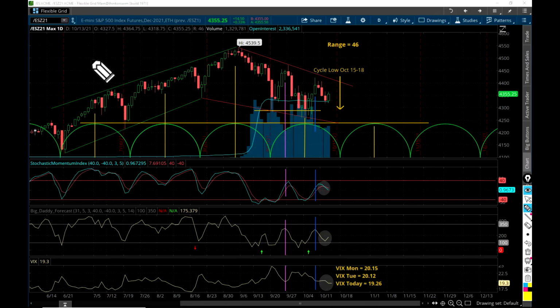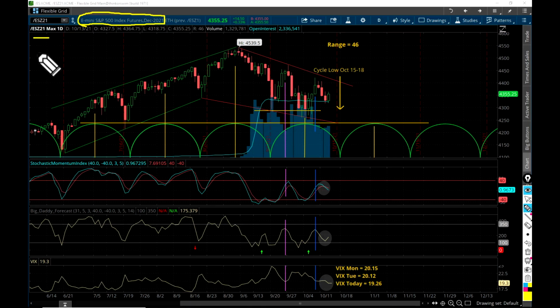All right, everybody, let's take a look and see what happened in the stock market today. Upper left-hand corner, we are looking at the E-mini S&P 500 futures. These are the December 2021 contracts. If you want to know the symbol, that would be ESZ21. You can also just trade the ES, which would be the continuous contract, which also happens to be December.